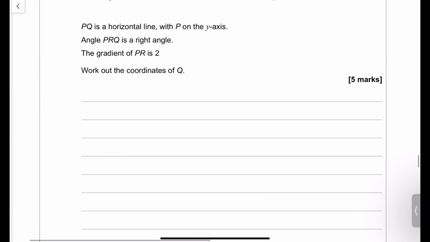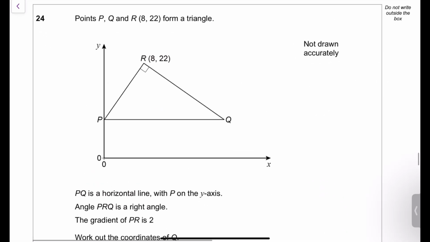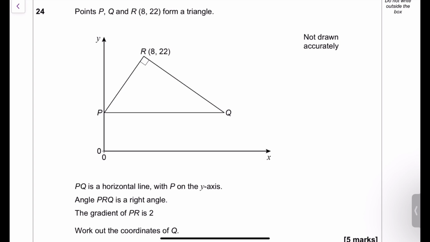Okay, question 24, what have we got? Oh, it's a straight lines question, is it? Points P and Q, R form a triangle, and it tells you R is equal to 8, 22, and PQ is a horizontal line with P on the y-axis, and the angle PQR is a right angle. The gradient of PR is 2. Work out the coordinates of Q. I have no idea. Now, I'm going to have to do a couple of things. The y-coordinate of Q is going to be the same as the y-coordinate of P.